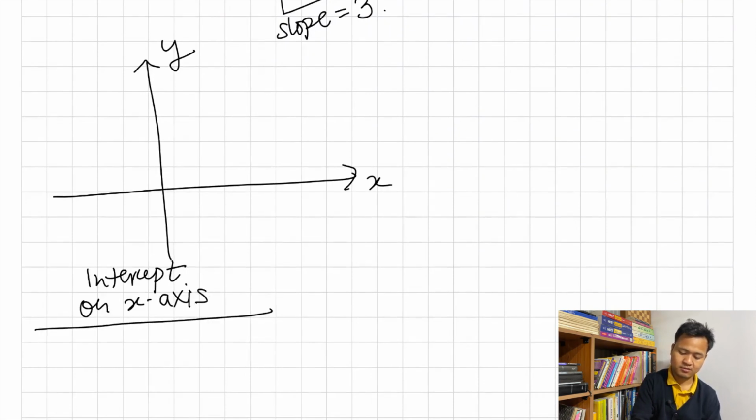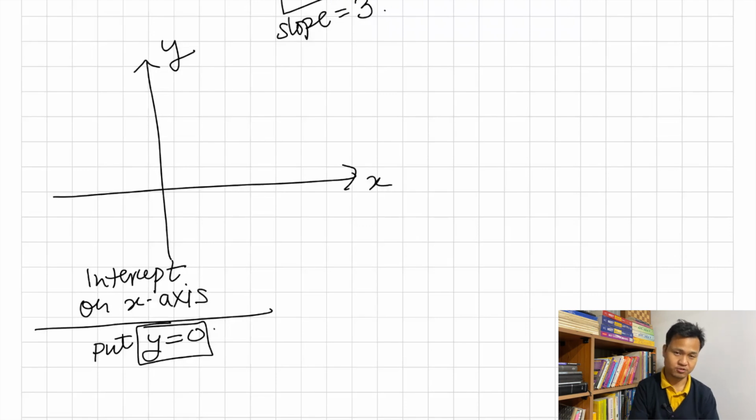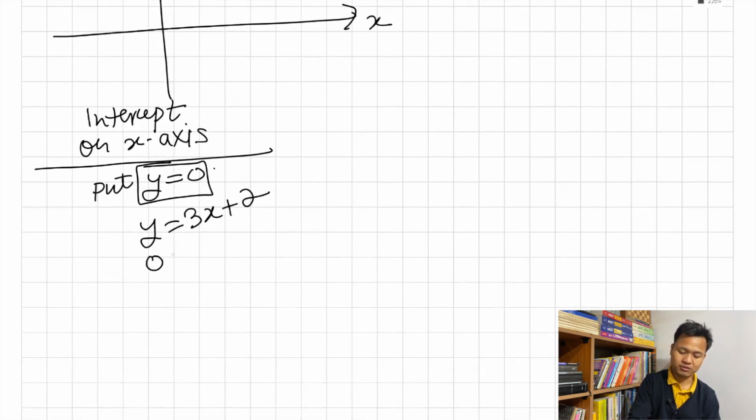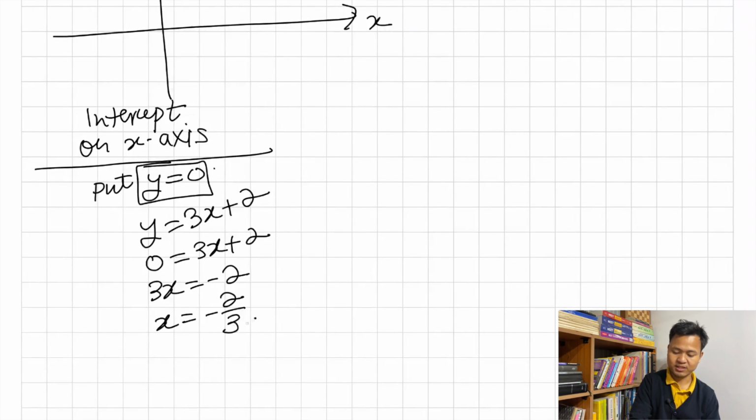To find where the straight line cuts the x-axis, the intercept on the x-axis, put y equals 0, as on the x-axis y equals 0. So in the equation y equals 3x plus 2, if I put y equals 0, I have 0 equals 3x plus 2. So 3x equals minus 2, x equals minus 2 by 3. So the straight line cuts the x-axis at minus 2 by 3, 0.